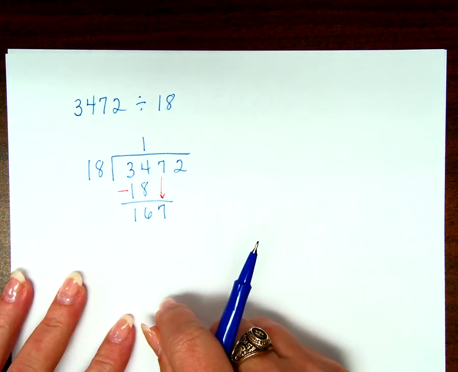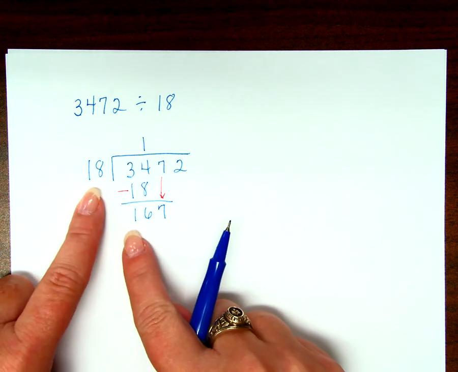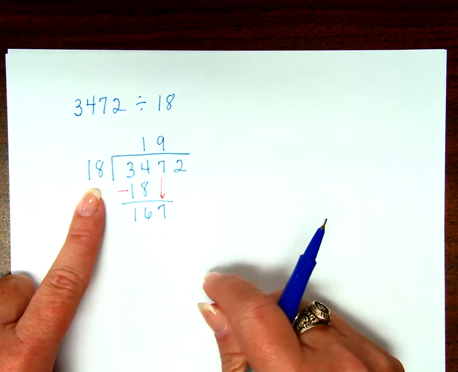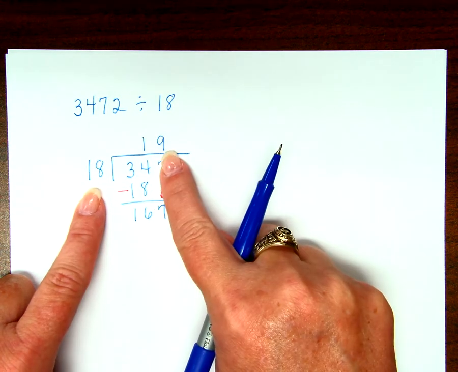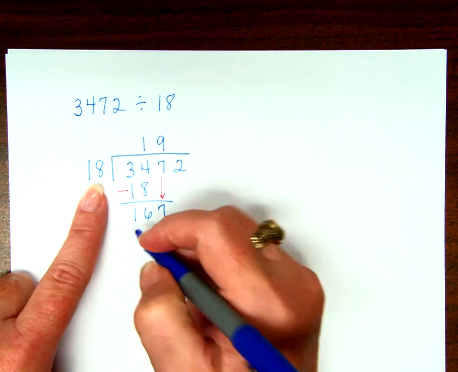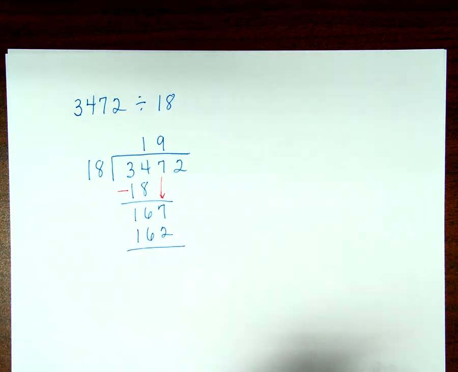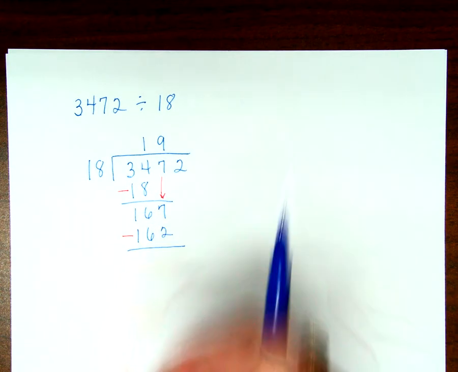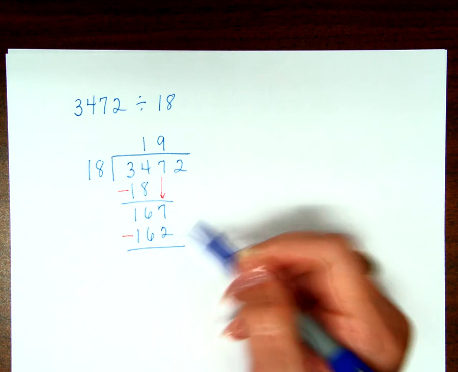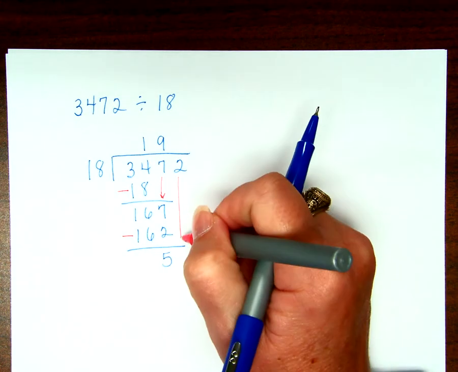Now what? We just start over, right? How many times does 18 go into 167? 9. Good. Now what? Multiply, right? 9 times 18. What is 9 times 18? 162. And now? Subtract. What's 167 minus 162? 5. And now? Bring down the 2.